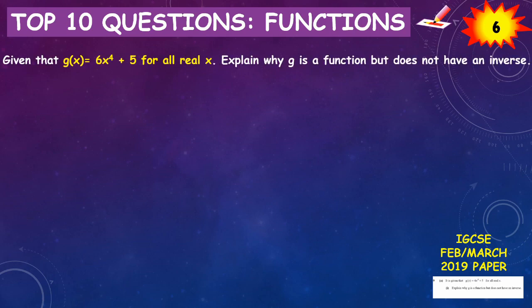Given that g(x) equals 6x to the power 4 plus 5 for all real x, explain why g is a function but does not have an inverse.